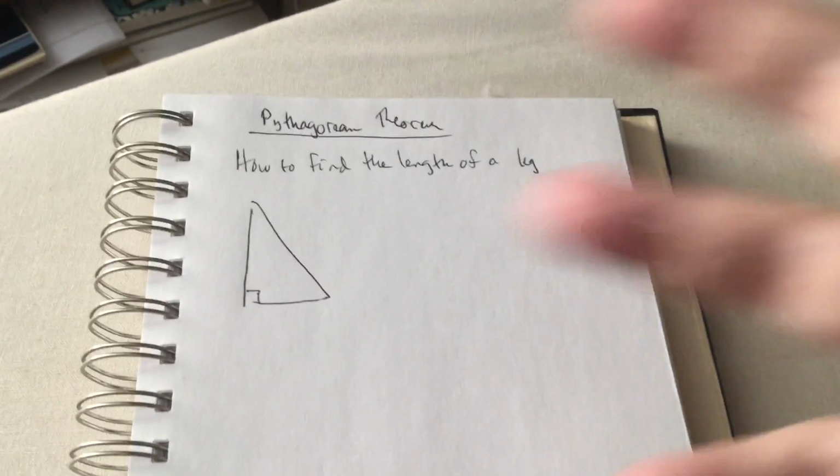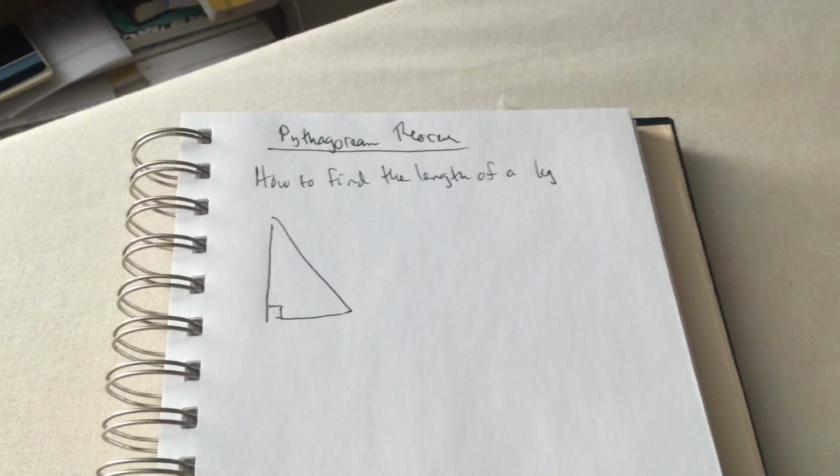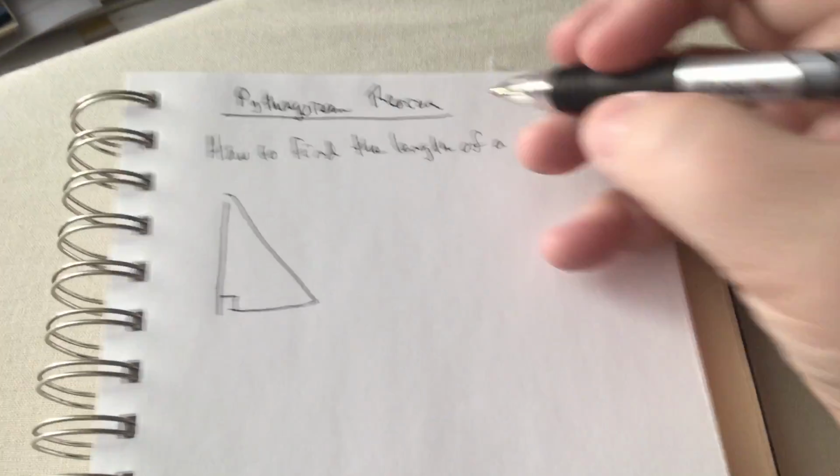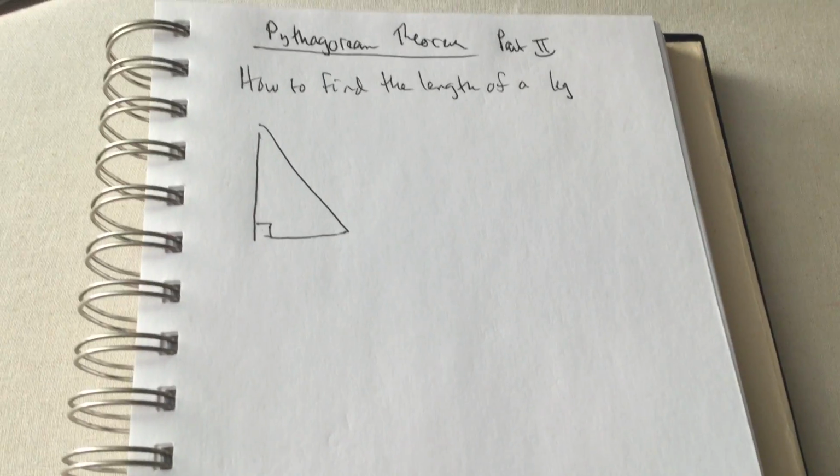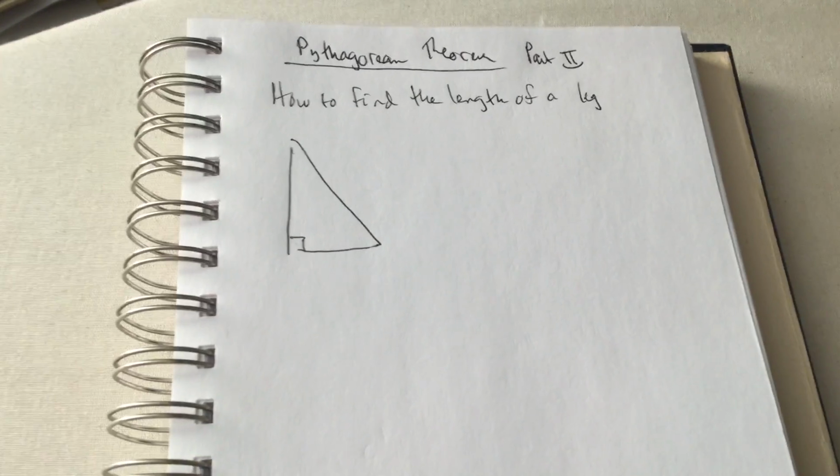Alright, hi everybody, welcome to part 2. This is part 2 of the Pythagorean theorem. This is where we're going to find a leg. So let me just write part 2 over here. Okay, Pythagorean theorem, part 2, how to find the length of a leg.